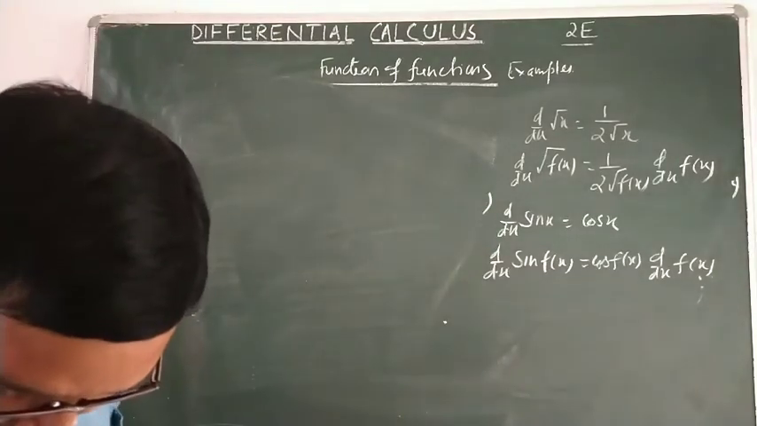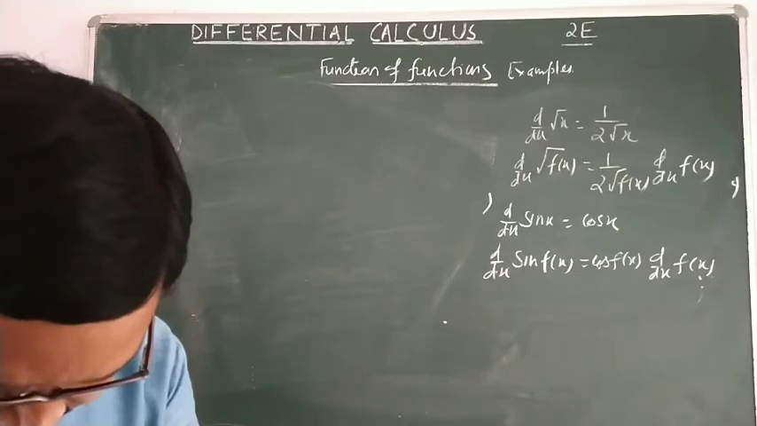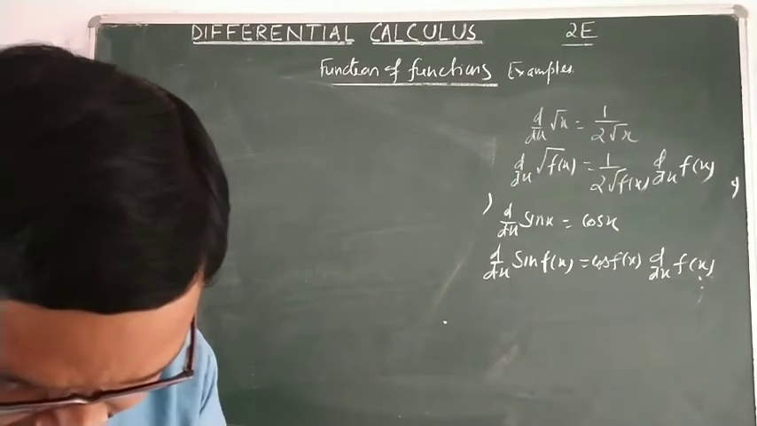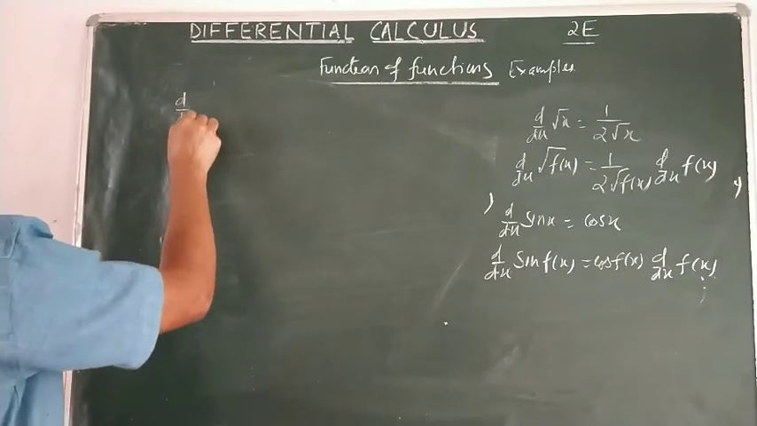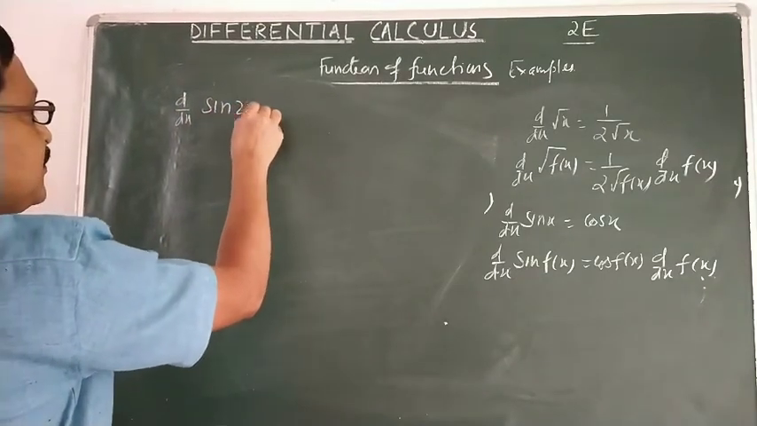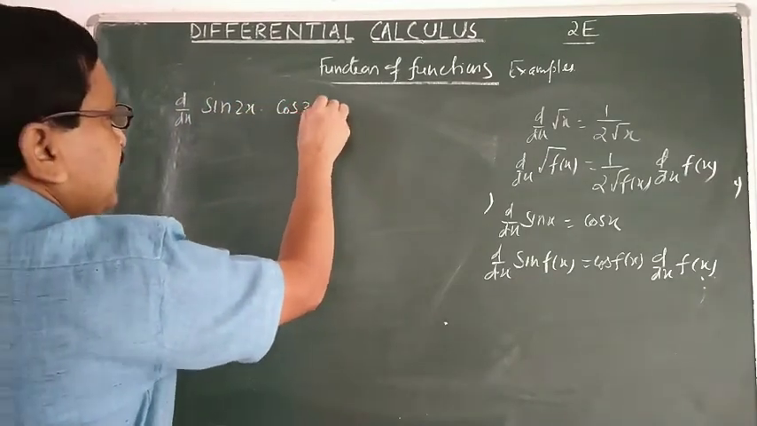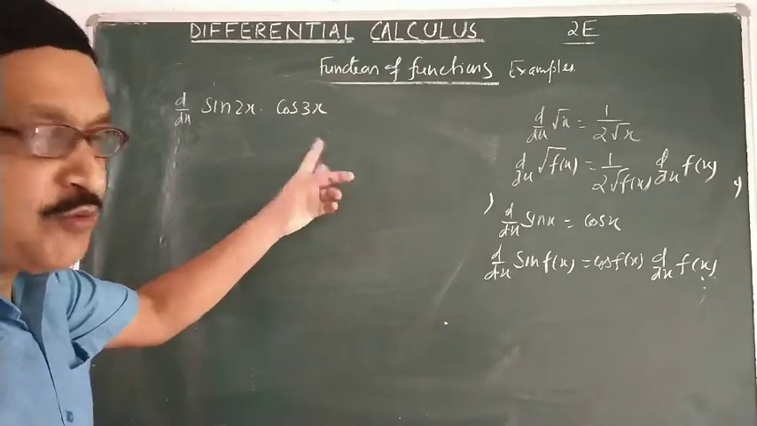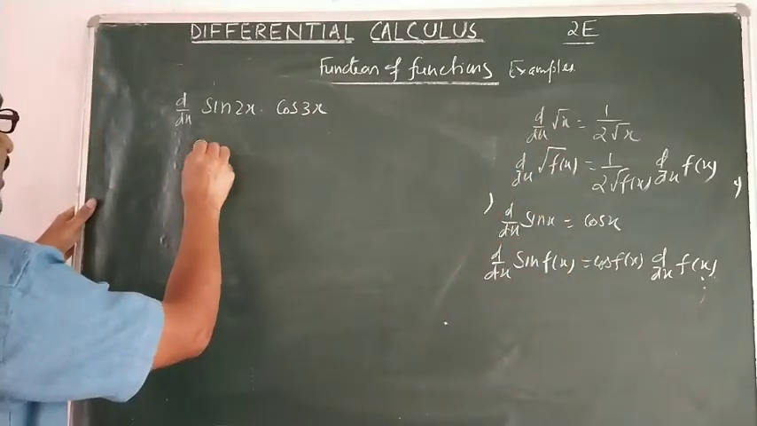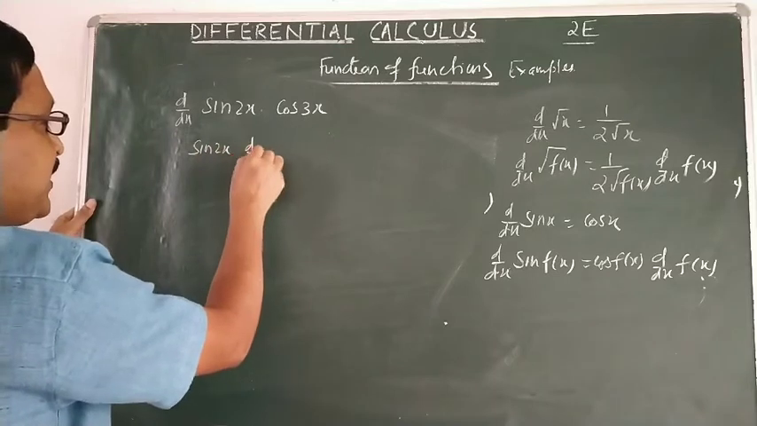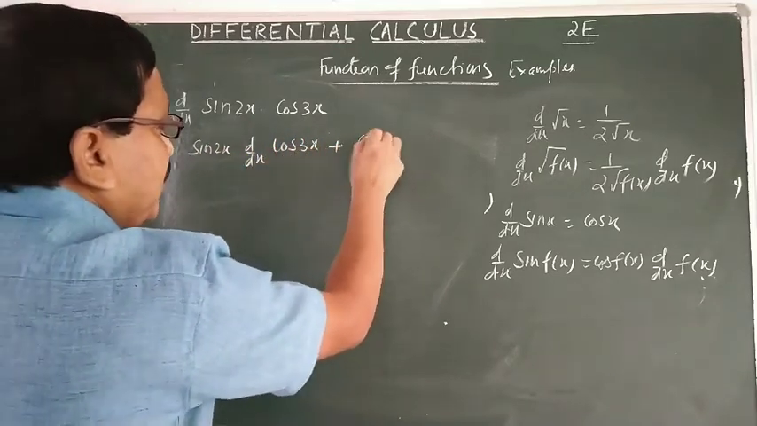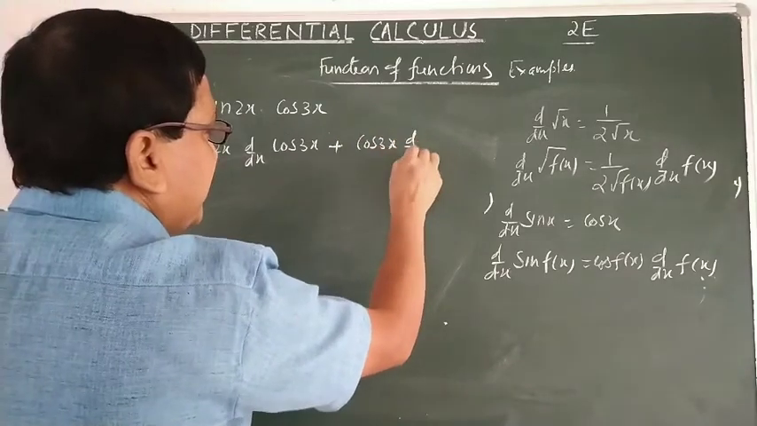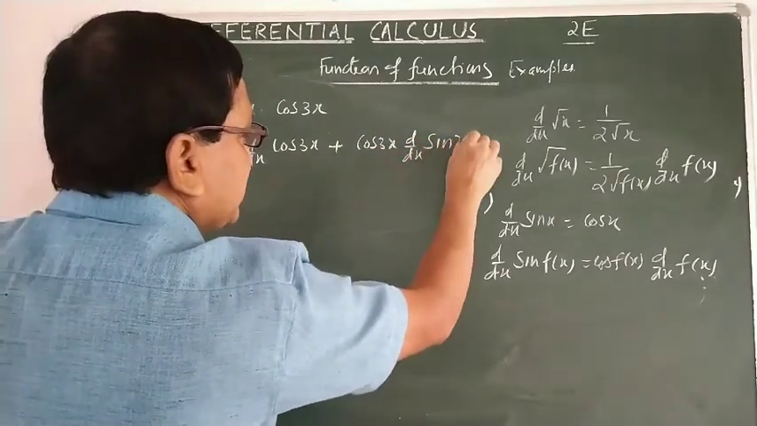This is question number 8: d by dx of sin 2x cos 3x. This is very easy, UV form. You can do it. First function sin 2x, d by dx of the second function cos 3x, plus cos 3x, d by dx of sin 2x.